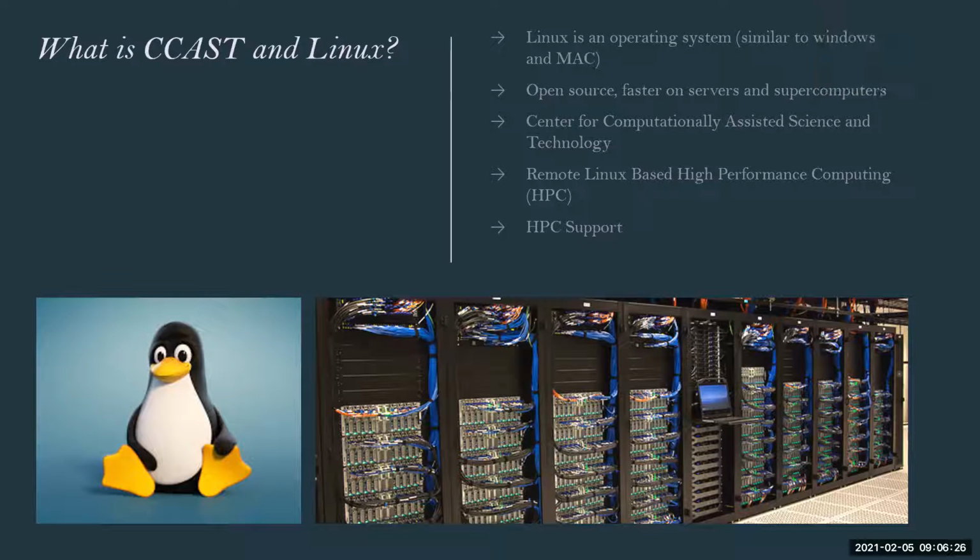So as I was saying, Linux is used on supercomputers and things like that because it's typically much faster. The supercomputers and the organization that we have on the NDSU campus is called CCAST, which stands for Computationally Assisted Science and Technology. And it's a remote Linux-based high-performance computing system. And remote means you can operate it from pretty much anywhere so long as you have access to the internet and the right programs, which we'll talk about in just a second here.